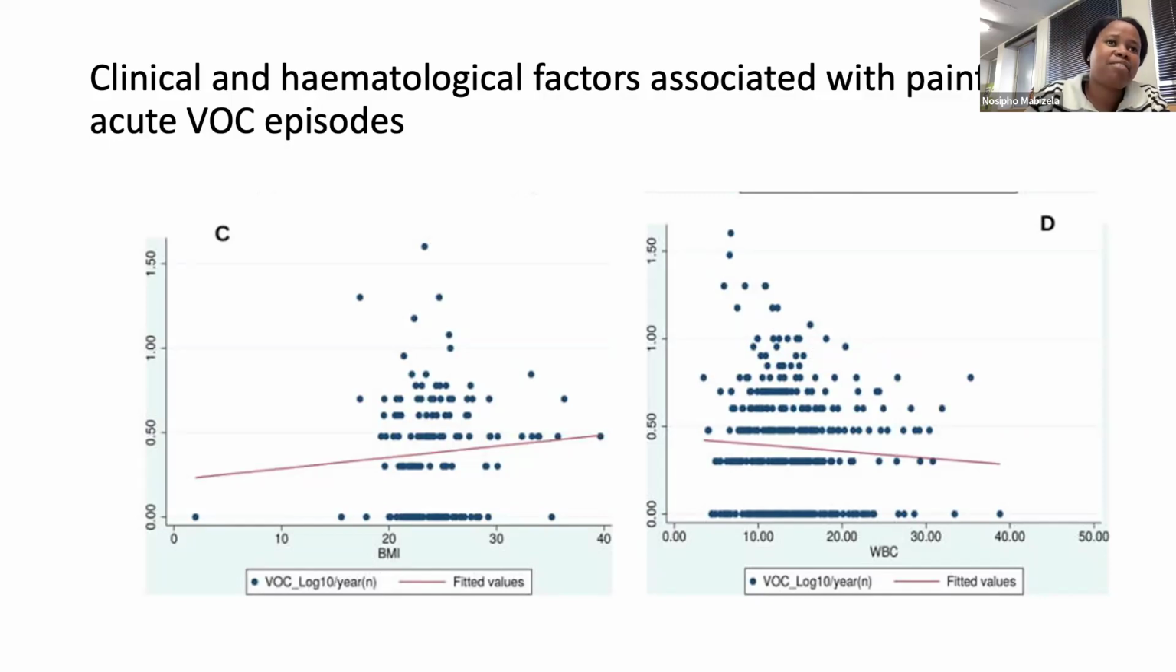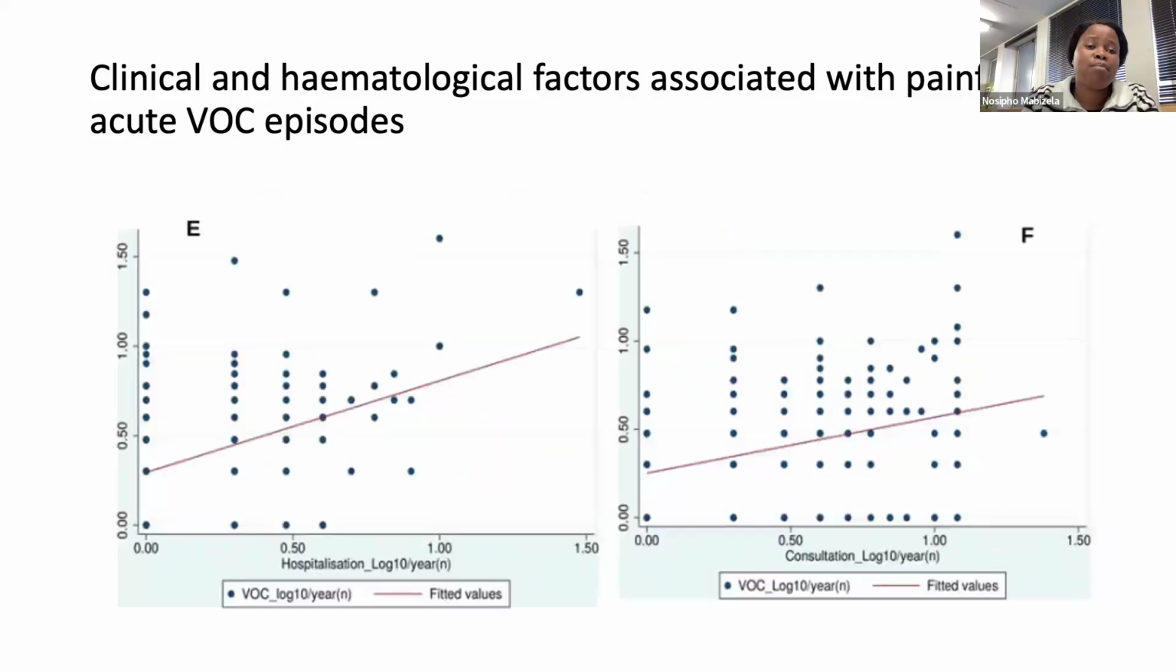My apologies, I think I've cut these figures. You don't see the VOC on the y-axis. My apologies for that. And then we saw the white blood cell. White blood cell has been reported in the literature to be associated with the number of VOC. So what we have replicated here is something that has been published out there.